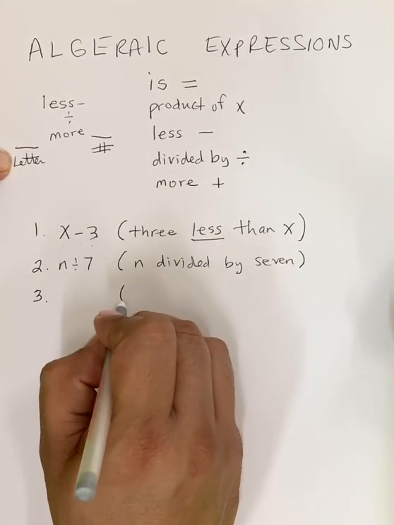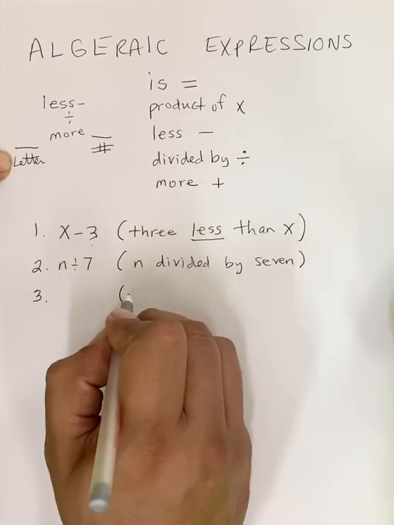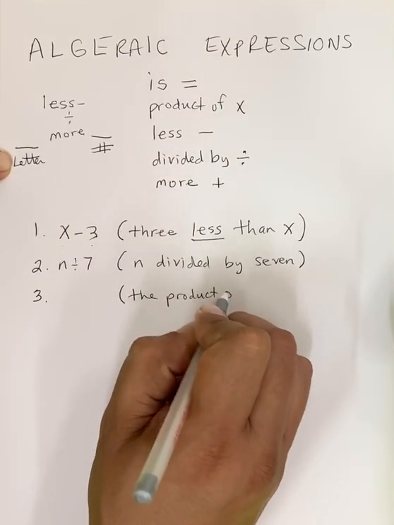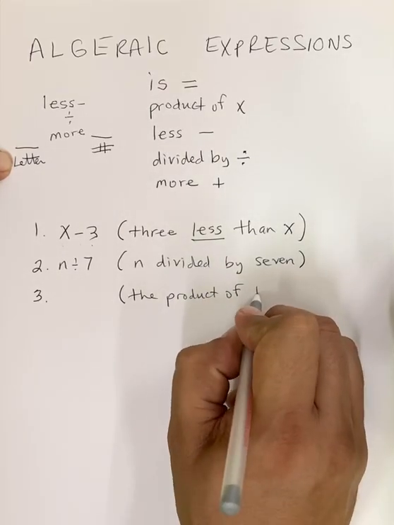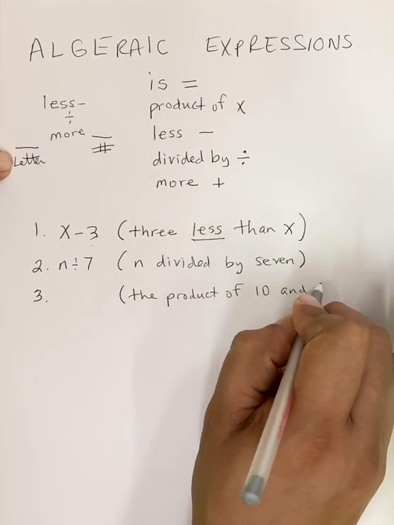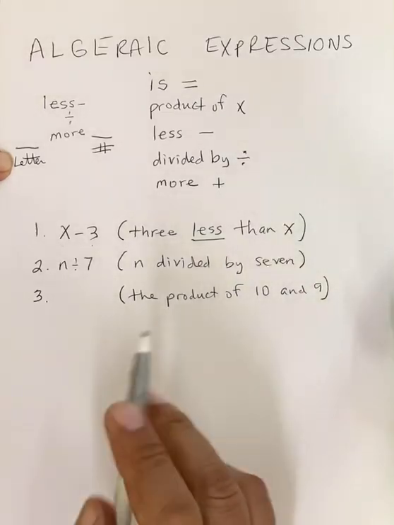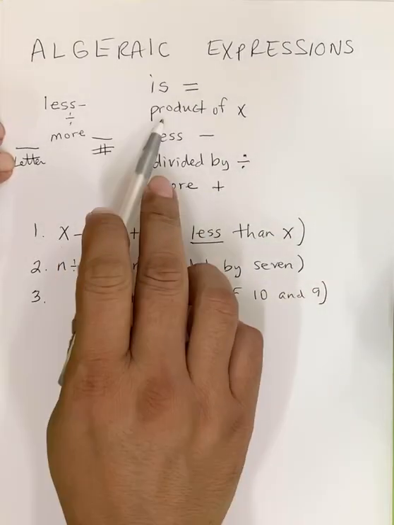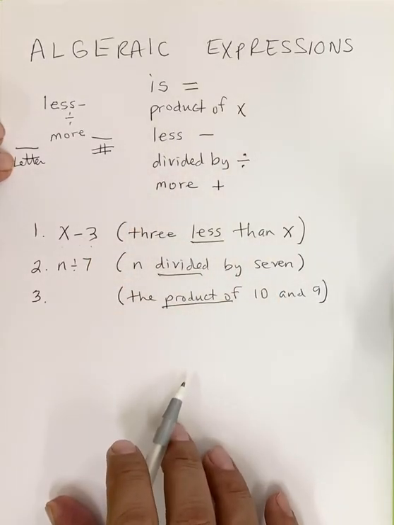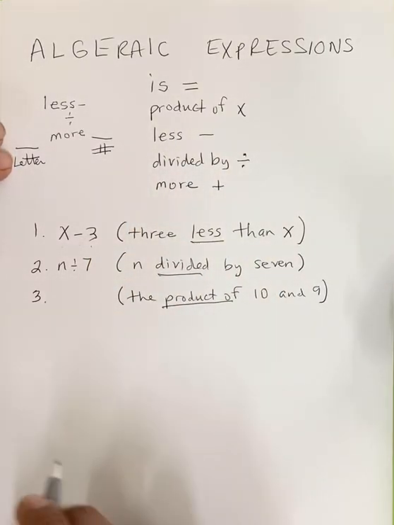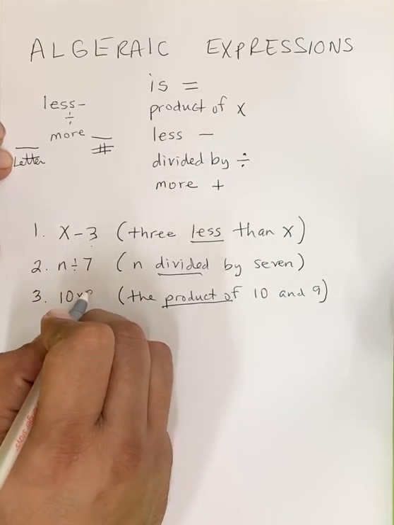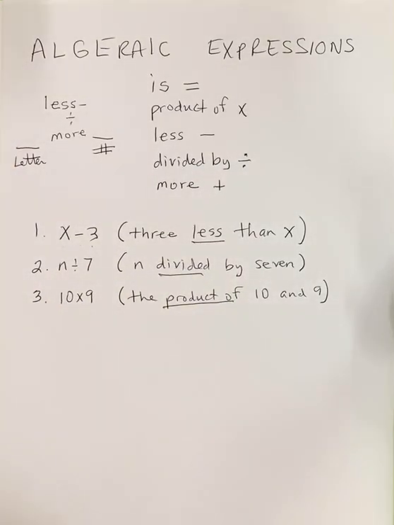What if I say the product of 10 and 9? Well, here we're looking for the word product of. Product of means times table. So the product of 10 and 9 would be 10 times 9. This is the problem, okay? Let's go on to the next one.